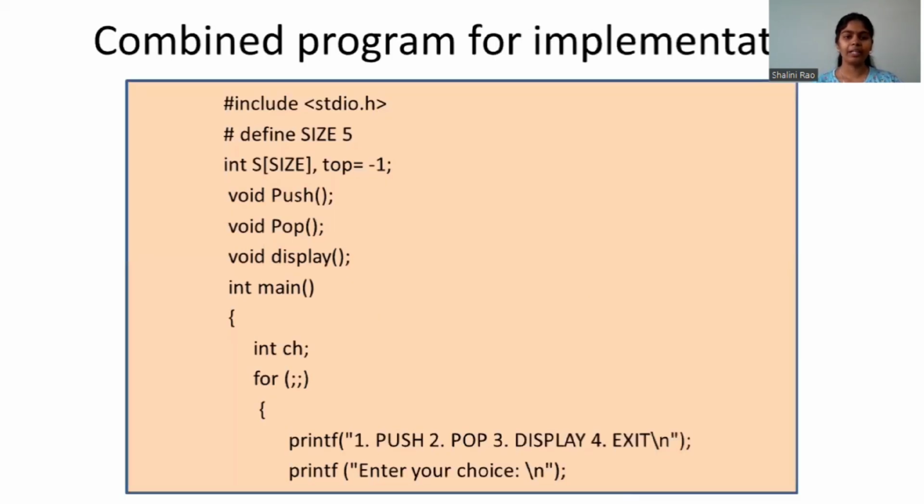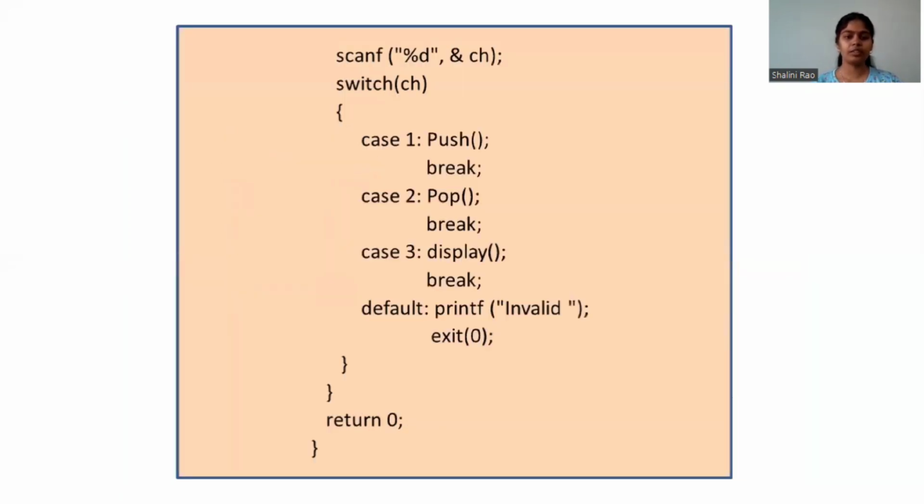We have a combined program for the implementation. So here first we create a stack and we initialize the top value to -1. We have the main function. Here we give the choice to the user. The user can select the operations like push, pop, display, or exit. Then we take the input from the user and we have a switch statement. In that, first case is push, then second is pop, third case is display. In default, we say that you have entered an invalid choice and we exit from the program.